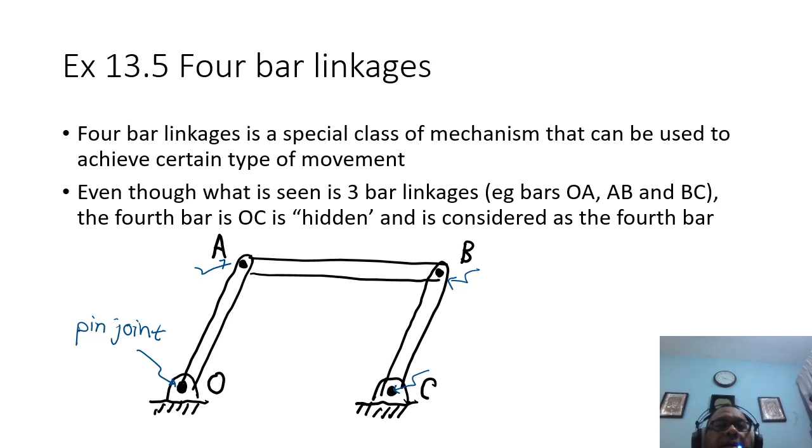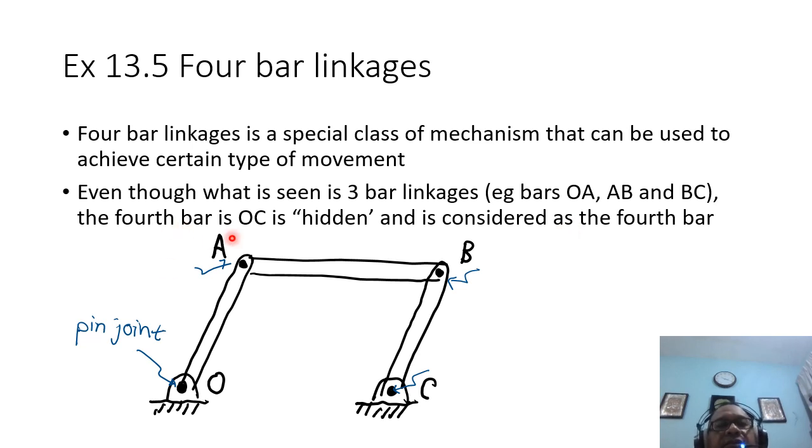This is a 4-bar linkages. It's a special class of mechanism that can be used to achieve certain type of movement. If you look around, there are robotic arms that look like 4-bar linkages and special transportation lift which looks like 4-bar linkages. Even though what is seen is 3-bar linkages, e.g. what you can see is OA, AB and BC, the 4th bar is actually OC, and this is somewhat hidden, and this is considered as the 4th bar.